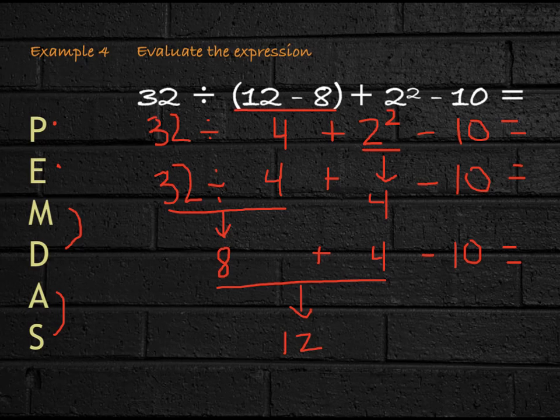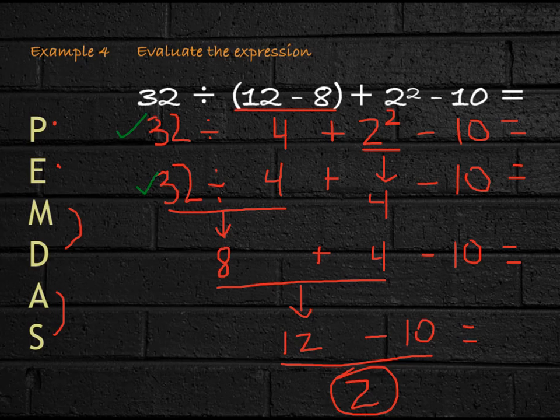starting on the left. 8 plus 4 would be 12 minus 10. And now all we have left is 12 minus 10, which is 2. So 2 is the final answer. That's kind of how I want your problems to look, one step at a time.